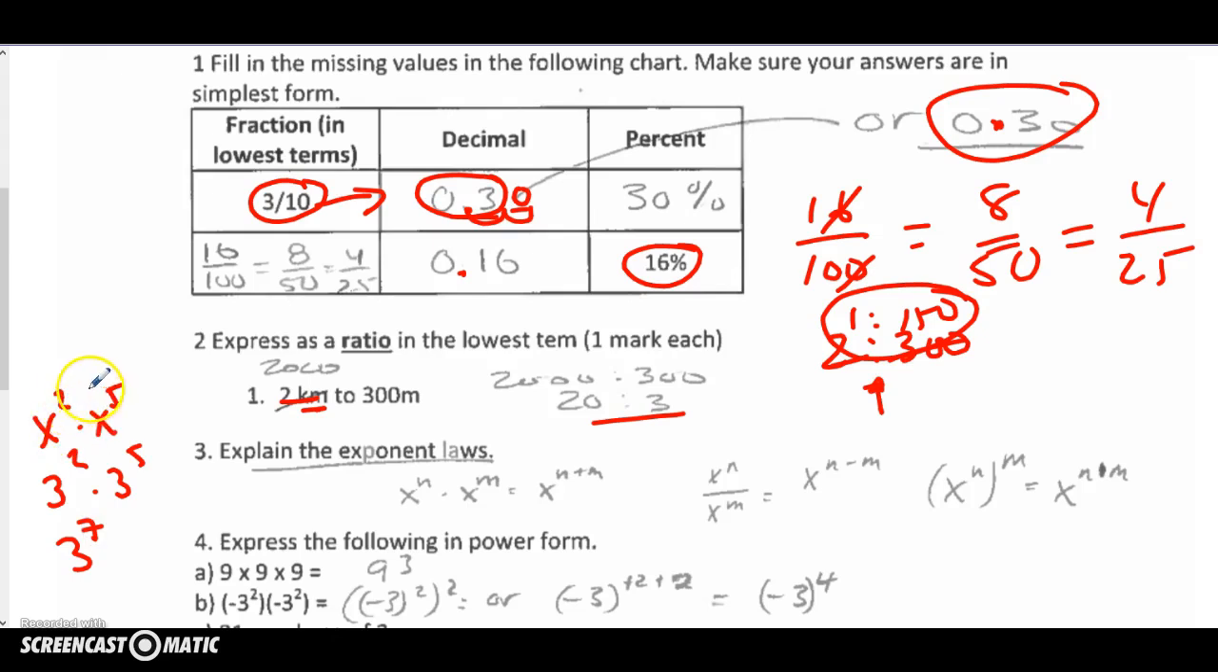Now, how do you get that? You add these exponents together. So when you multiply, you add the exponents. So that's 3 to the 7. That's the general rule: n and m add to n plus m.